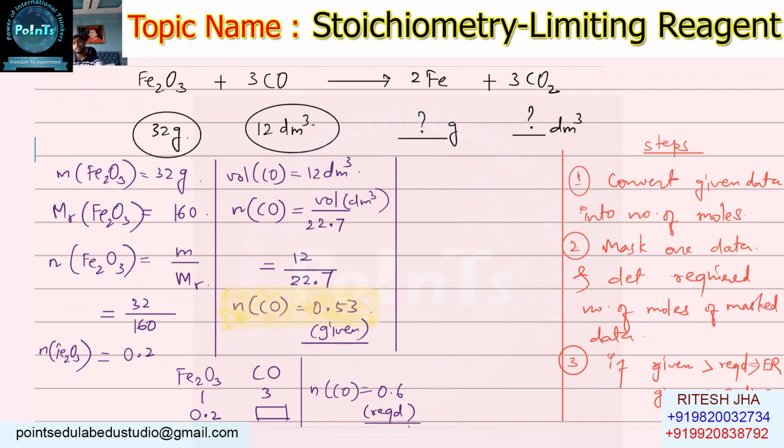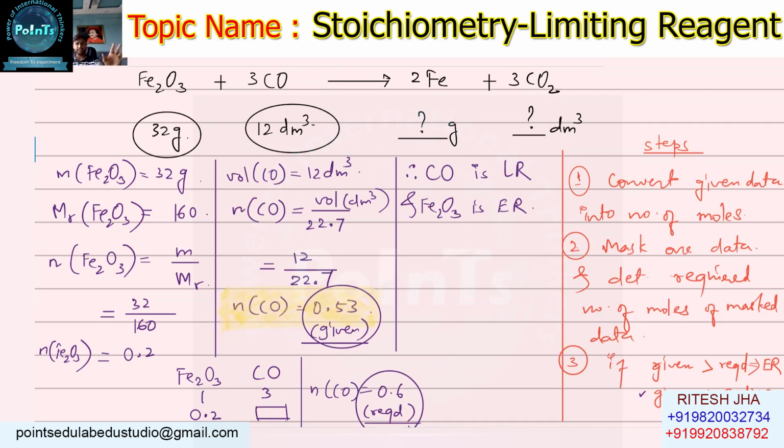Easy. So now please tell me what is CO over here. CO is the limiting reactant. For CO you are given less than required, right? When you are given less than required, it is considered the limiting reactant or limiting reagent. So CO is LR, limiting reactant. And therefore, we can say Fe2O3 is the excess reactant. You are given more of Fe2O3, less of CO.